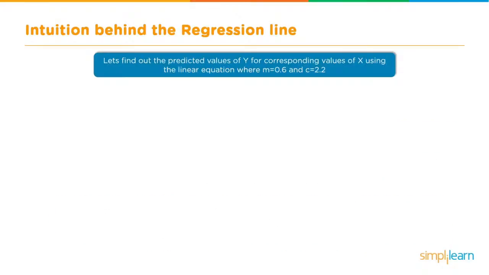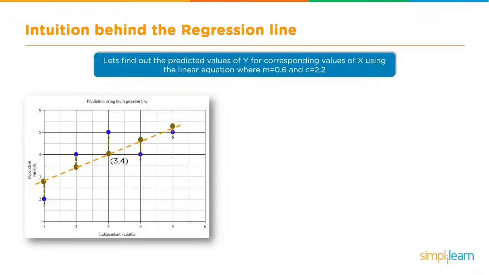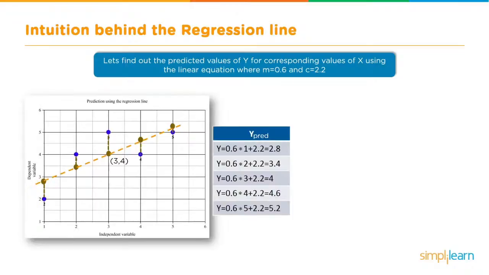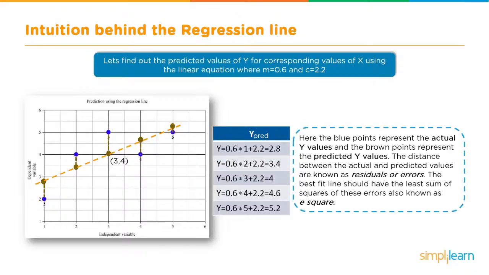Continuing deeper into what's going on behind the scenes, let's find out the predicted values of y for corresponding values of x using the linear equation where m equals 0.6 and c equals 2.2. We're going to take these values and plot them. We're going to predict them, so y equals 0.6 times where x equals 1, plus 2.2, equals 2.8, and so on. Here the blue points represent the actual y values, and the brown points represent the predicted y values based on the model we created. The distance between the actual and predicted values is known as residuals or errors. The best fit line should have the least sum of squares of these errors, also known as e square.